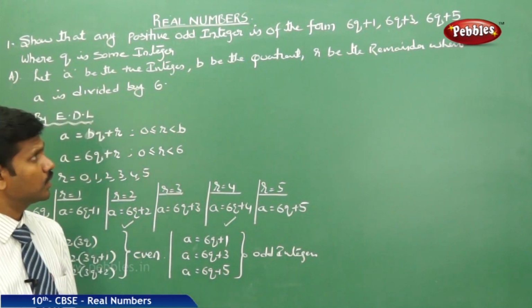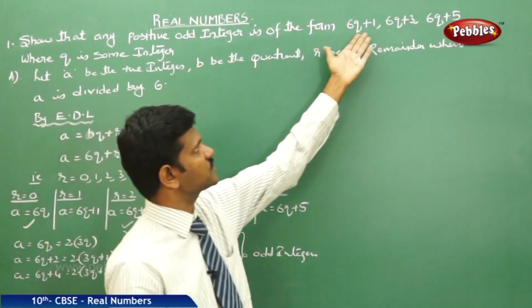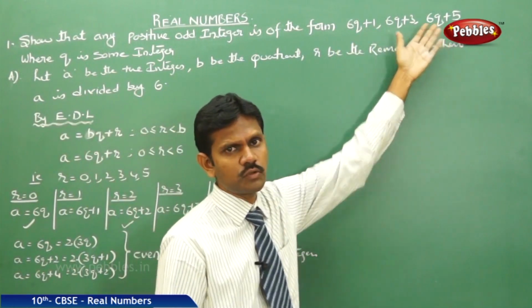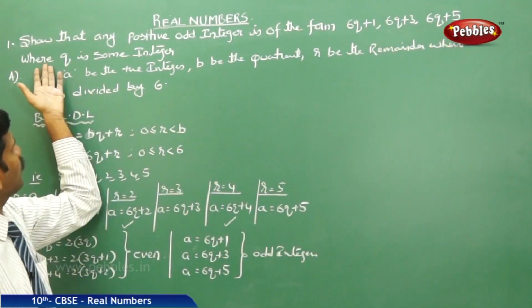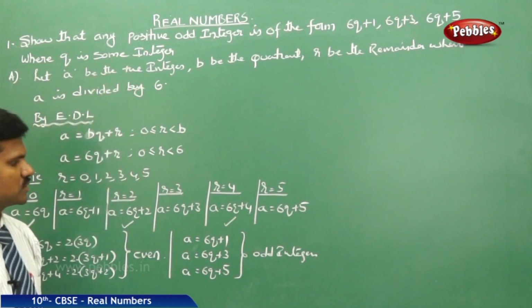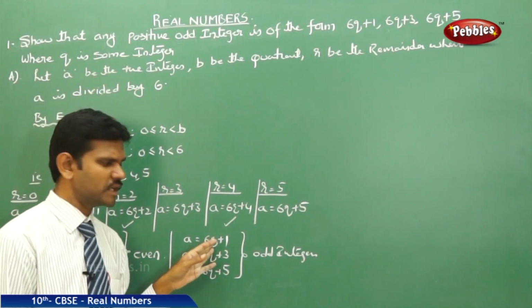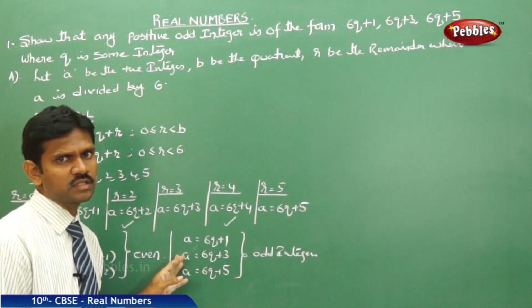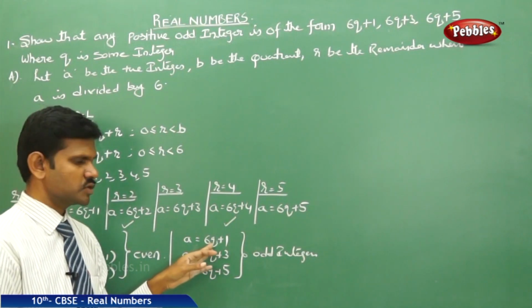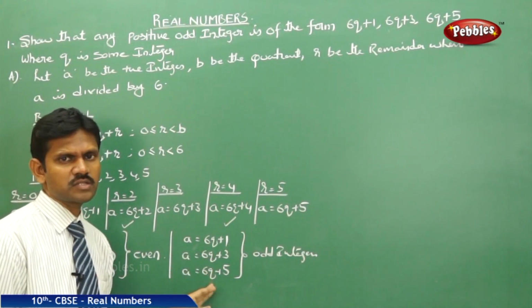Okay. Therefore, from the question, 6q plus 1, 6q plus 3, 6q plus 5 are odd integers where q is some integer. Therefore, I conclude that A is an odd integer for 6q plus 1, 6q plus 3 and 6q plus 5.